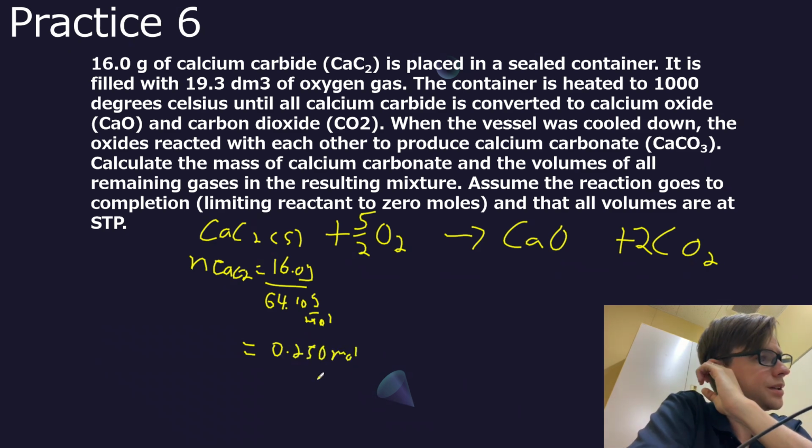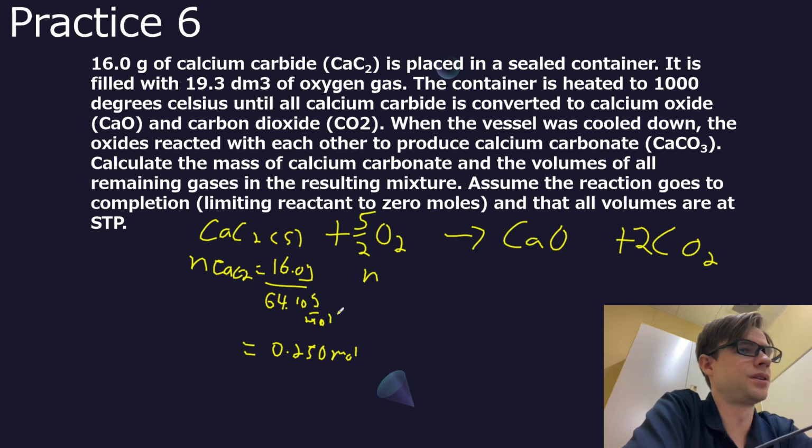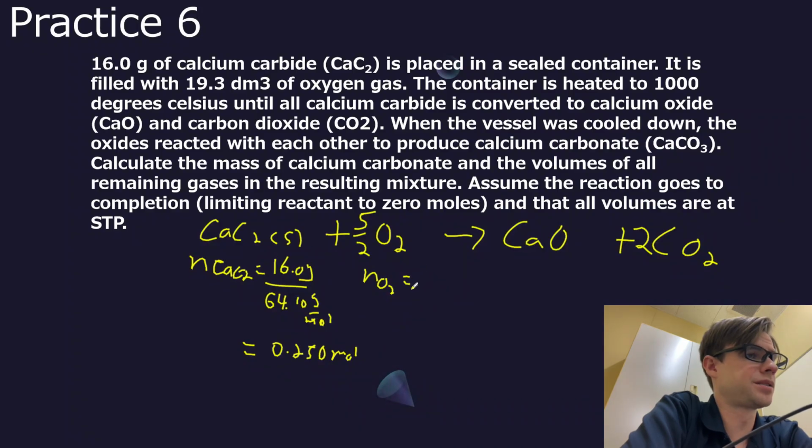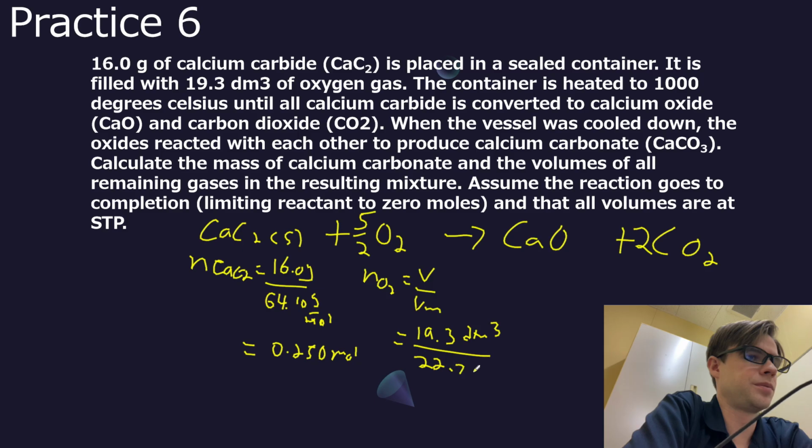What about O2 then? We have a volume, 19.3, and the very last part of this says all volumes are measured at STP. Okay, so for n of O2, we can't use mass over molar mass, but we can use volume over molar volume. Might have been a while since you used that back from ideal gases, but this is a way to get moles from a volume of a gas at STP. So 19.3 decimeter cubed divided by 22.7 decimeter cubed per mole.